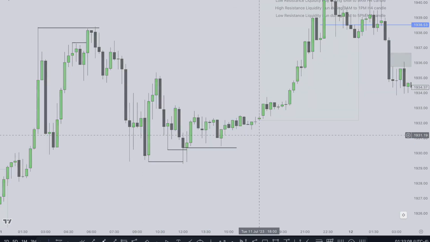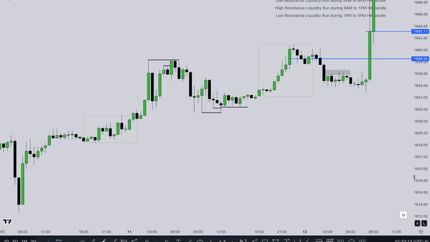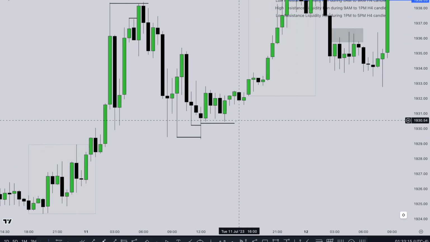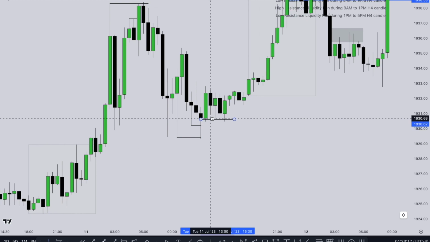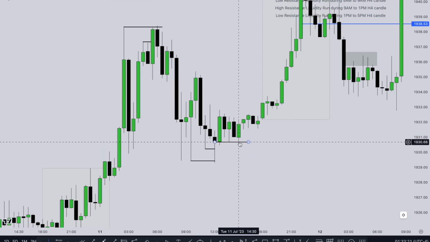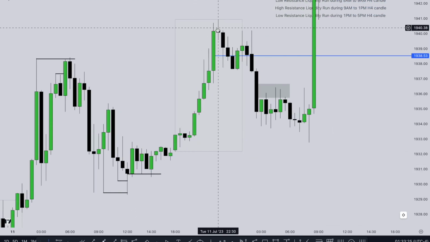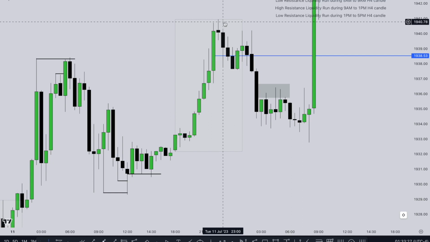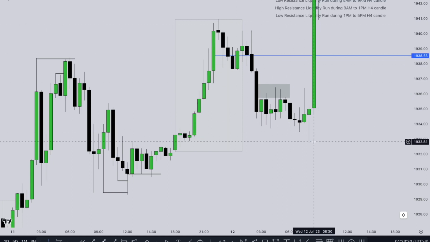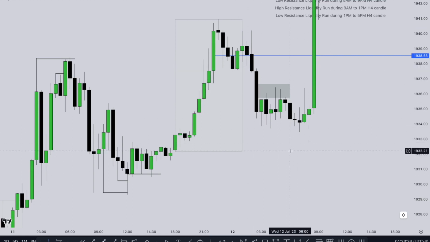Now check the 30-minute chart. Do we have anything? Yes, we do. This rejection block, we can move it up here. There we go. Up we go. Price comes back down here. This move down, what was the drawn liquidity? How do I know it's going to come down here?